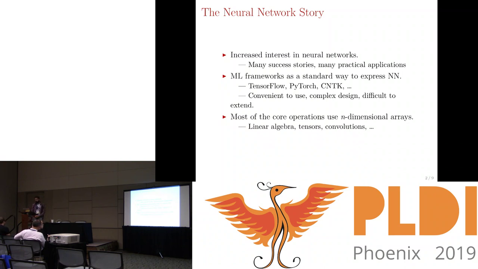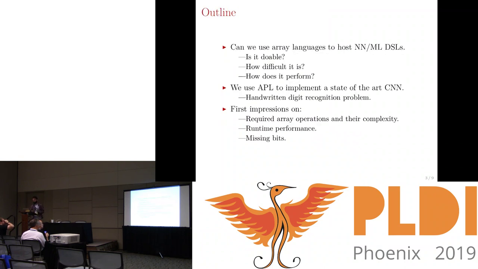Now, if we look closely enough at what is actually happening at the level of these networks, we'll figure out that most of the operations required are operations on multidimensional arrays, nothing else. It's a lot of linear algebra, tensor operations, convolutions, some array shifting around and, you know, array things. As I'm presenting at the array conference and I talk about neural networks, you can guess what my next slide is going to be.